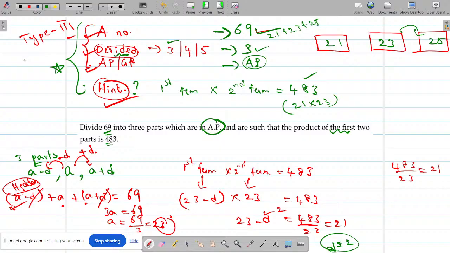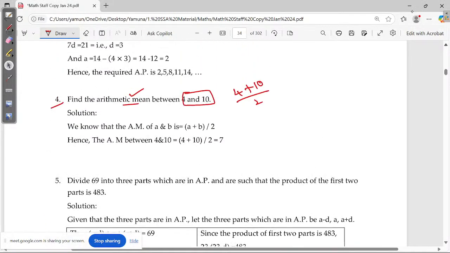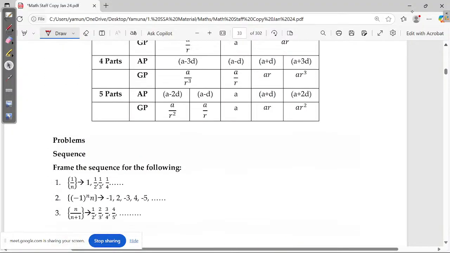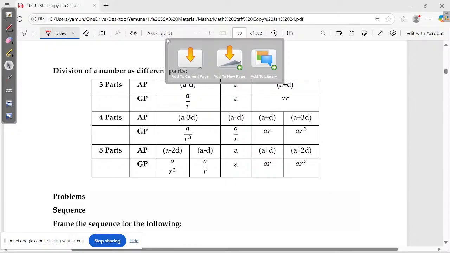This is a very unique problem, often repeated. This question is often repeated with numbers. Instead of 69, they may give some other numbers. But there may be a specific case where you may be asked to find or not the values as a theoretical question, 4 parts and 5 parts. If you want to make a note of this problem, please make a note of it. And after making a note of it, I request you to go through this table.